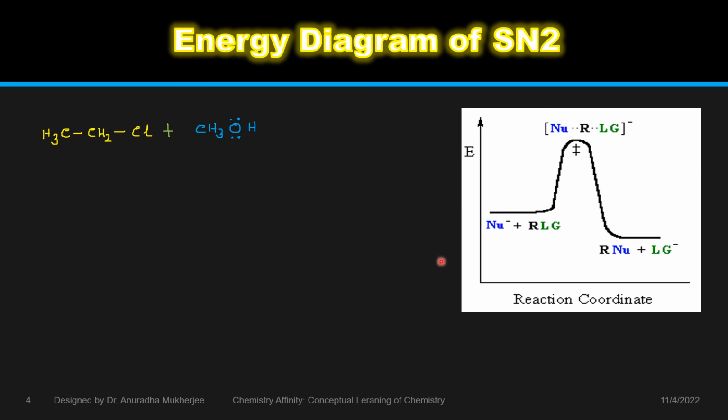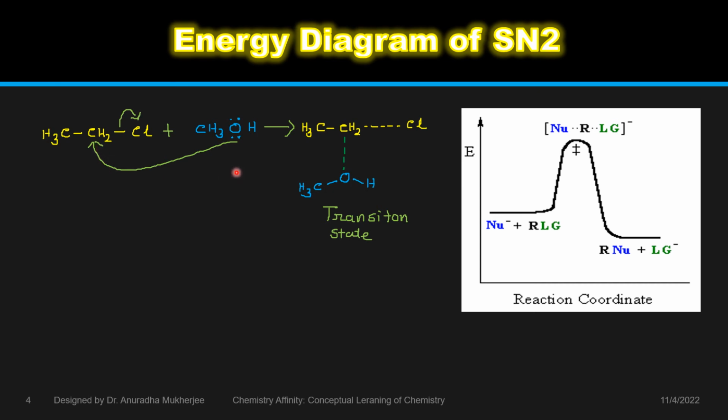Let's explain the energy diagram of SN2 reaction. For SN2 reaction, we need a primary or secondary carbon. That's why here we have taken ethyl chloride and methanol as a nucleophile. Now the carbon-chlorine bond will break and the nucleophile will attack at the same time. So SN2 reaction is a concerted process where the leaving group leaves and the nucleophile attacks at the same time. This is the way the transition state has been shown: the leaving group is leaving, that's why it's a dotted line, and the nucleophile is approaching, starting to make a new bond, so it's a dotted line.